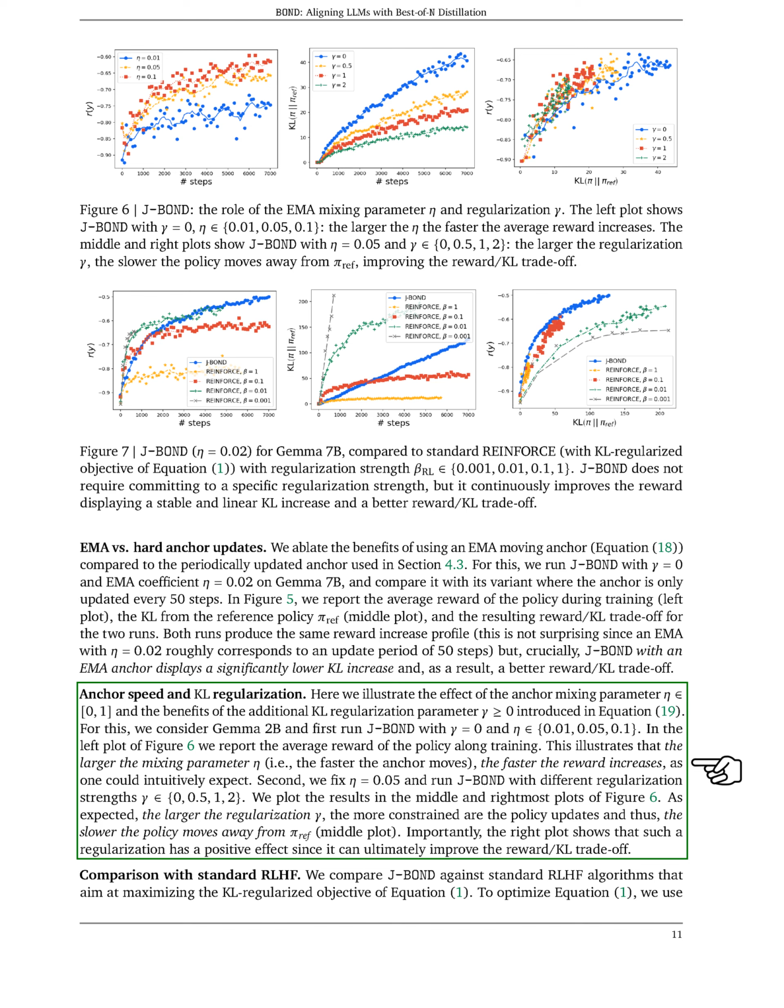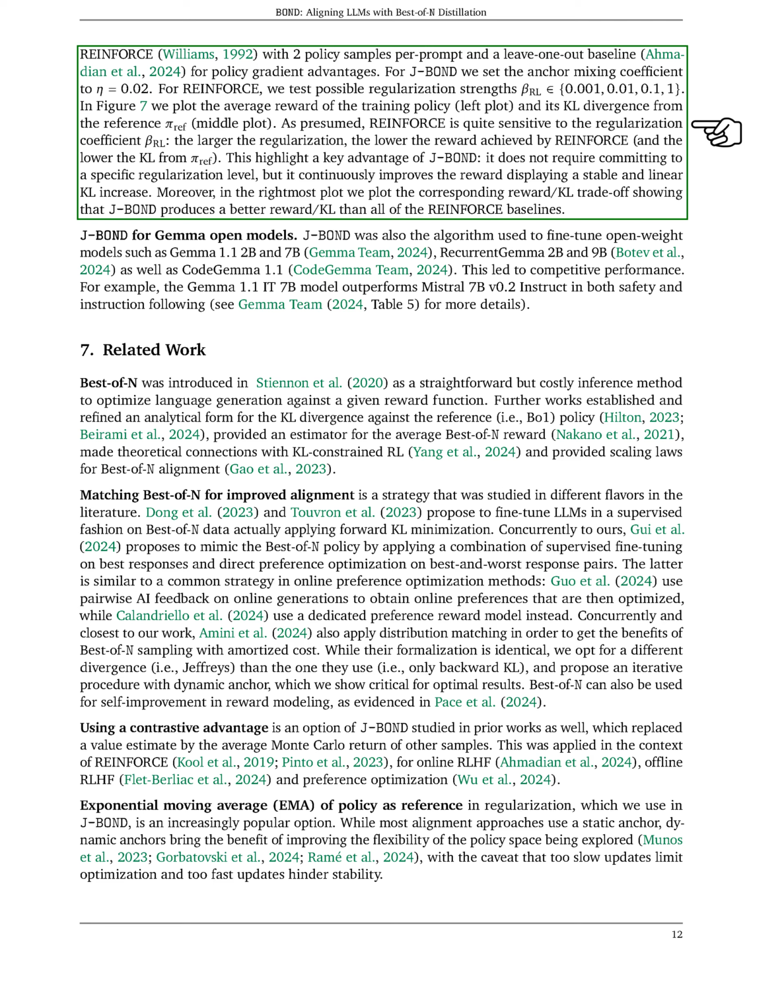We then compare J-BOND against standard RLHF algorithms that aim to maximize a specific regularized objective. To optimize this objective, we use REINFORCE with 2 policy samples per prompt and a leave-one-out baseline for policy gradient advantages. For J-BOND, we set the anchor mixing coefficient to a specific value. Our comparison reveals that REINFORCE is sensitive to the regularization coefficient. As the regularization increases, the reward achieved by REINFORCE decreases, along with its KL divergence from the reference policy.